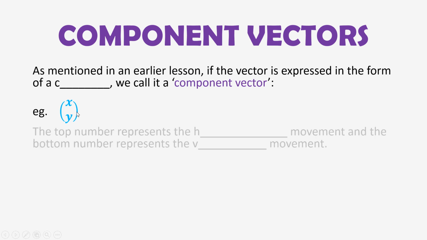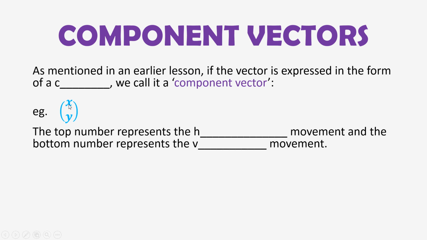The top number represents the horizontal movement, so sideways movement, and the bottom number represents the vertical movement, up and down movement. So horizontal and vertical movement.